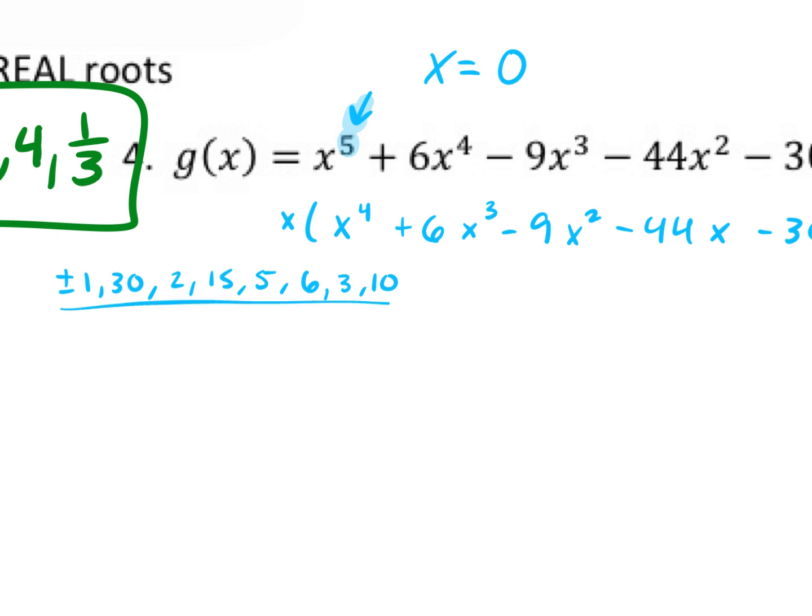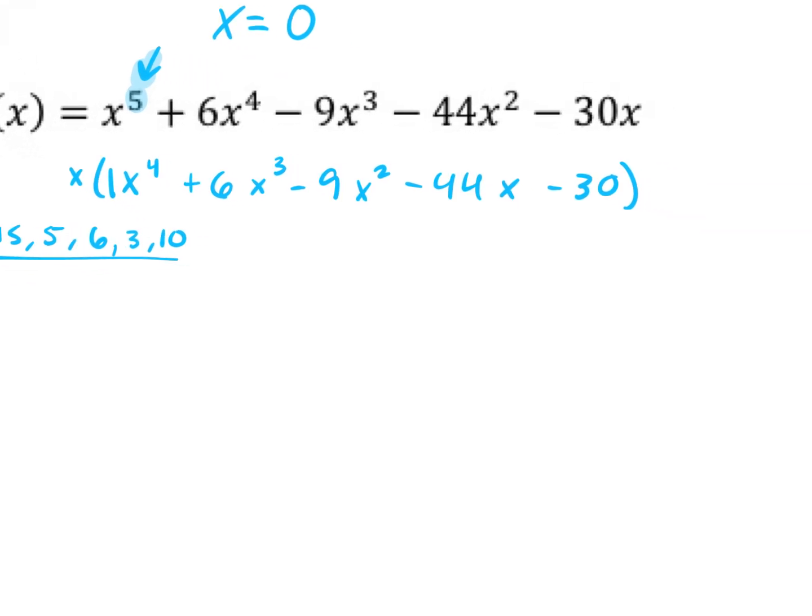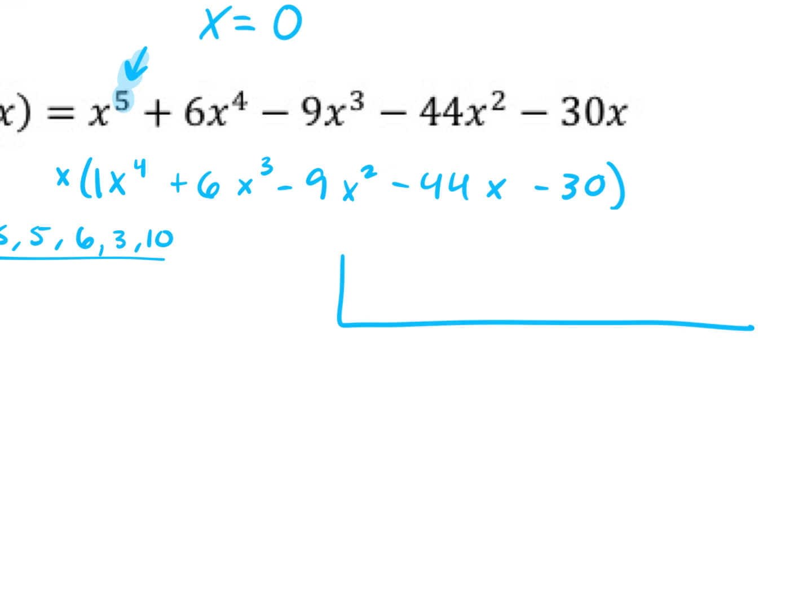Over factors of our first, what's our leading coefficient? 1. So plus or minus 1. So inside the box, we've got 1, 6, -9, -44, -30. What do you want to try first?